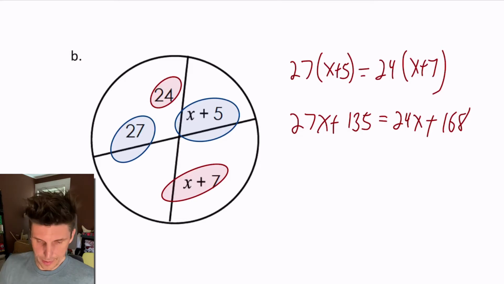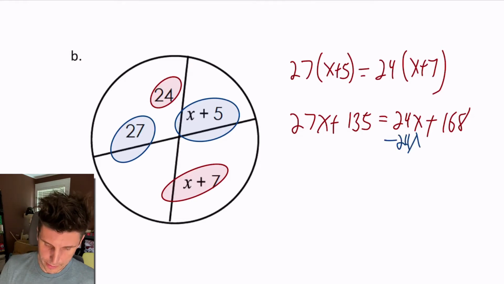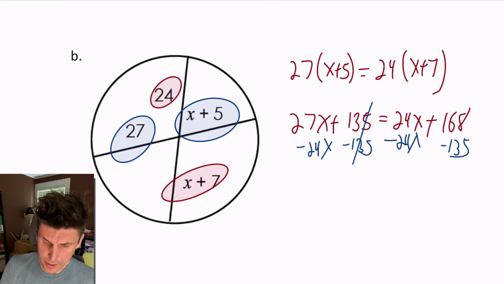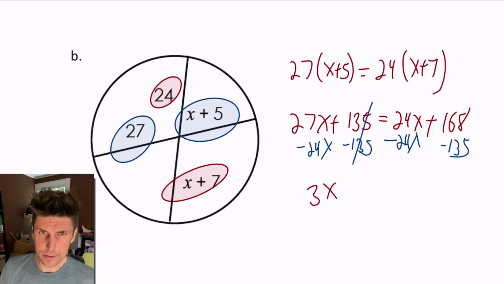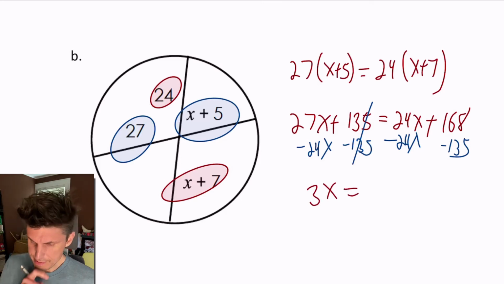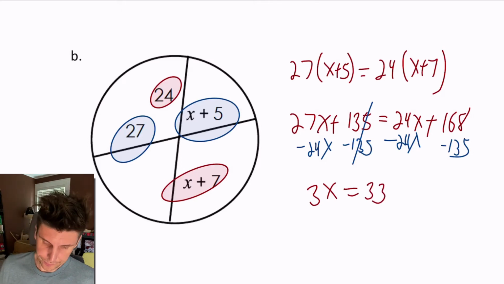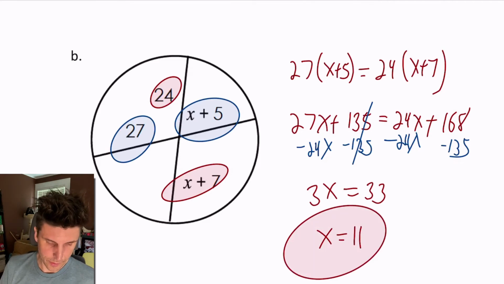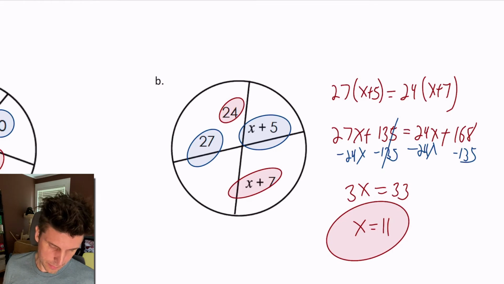All right, and now we solve. Minus 24x, minus 24x, minus 135, minus 135. So we end up with 3x equals 33, right? Because plus 30 would get me to 65, so it's 33. And then divide by 3, x is equal to 11. Okay, and that seems to make sense. You can just plug it in and test it.